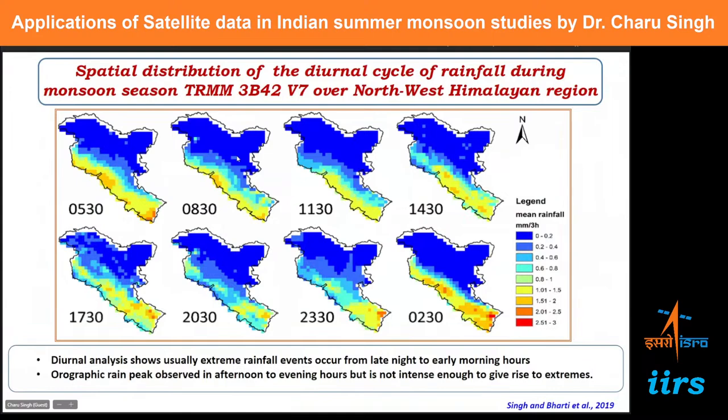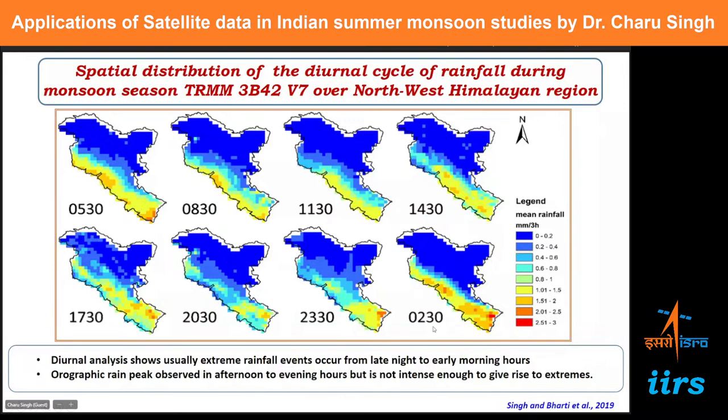Now the diurnal variability. This is an important feature of the satellite data set, that it helps us to analyze the variability within a day. Here the data set which has been used is the TRMM 3B42 version 7 data, specifically over the northwestern Himalayan region. What we see here is that heavy rainfall events usually occur from late night, 2:30 Indian Standard Time, or in the early morning hours, this is 5:30 Indian Standard Time.